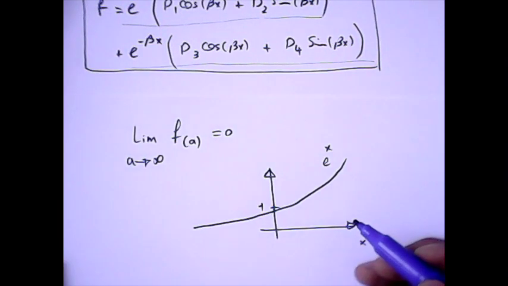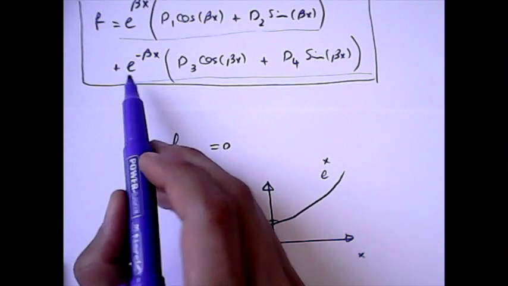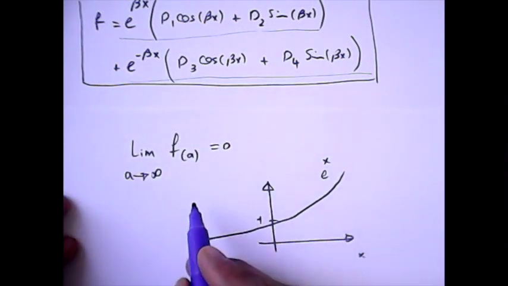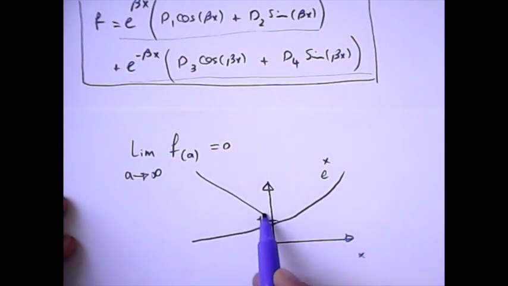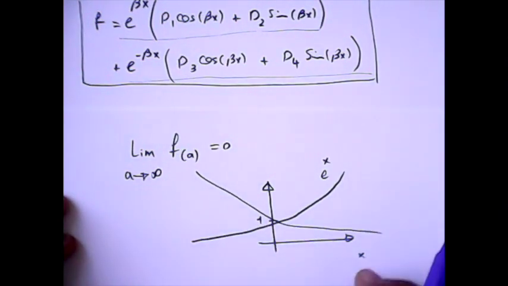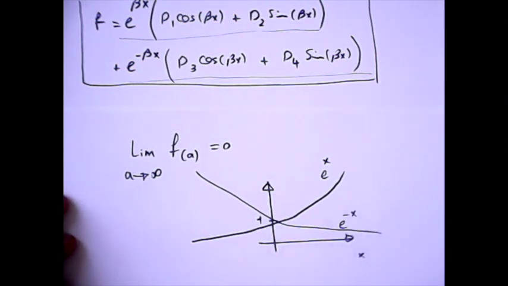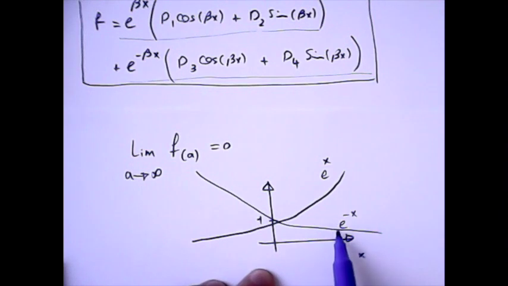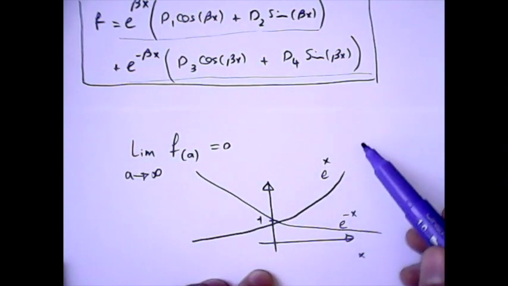What about e to the power minus beta x? This one goes from some real huge number and goes all the way down to 0. And this is e to the minus x. So we saw the trend. As x grows larger and larger, e to the power minus x tends to 0, but e to the power plus x tends to infinity.